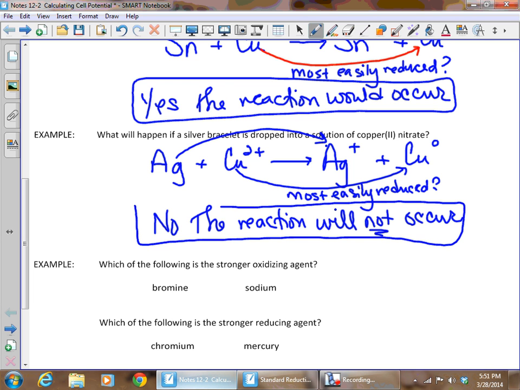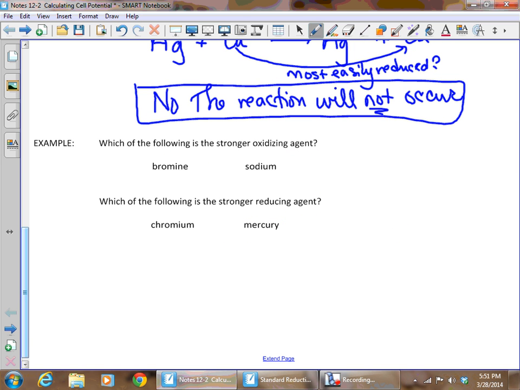So what other types of questions might be asked? Take these for example. Which of the following is the stronger oxidizing agent? Now remember, if it's an oxidizing agent, that means it's being reduced. So the stronger oxidizing agent would be the most easily reduced. Where are we looking for that then? We're looking for it at the top of the table. So we're going to try to find both bromine and sodium on this chart.